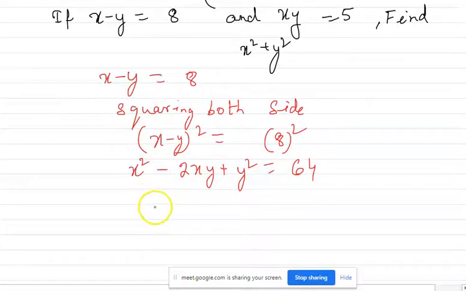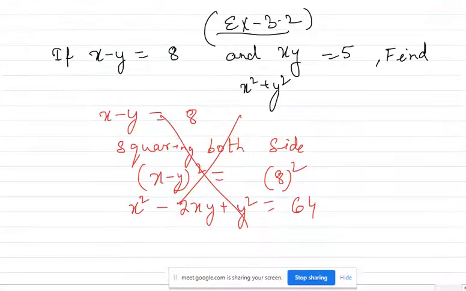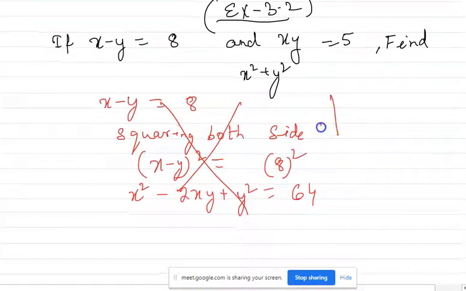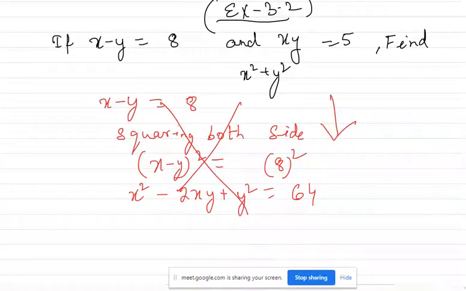Are you getting a doubt here till now? Okay, fine. Do one thing. This you cancel it. This one you cancel. This same sum I'm doing. Just a minute. It is given: find the value of x square plus y square. We'll do it in another way.